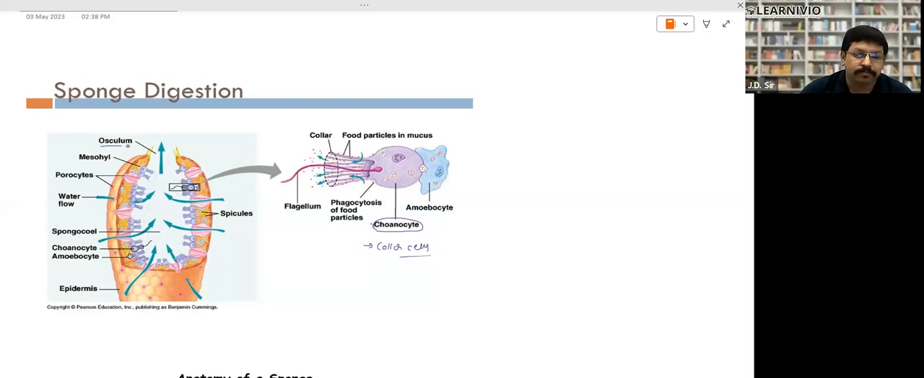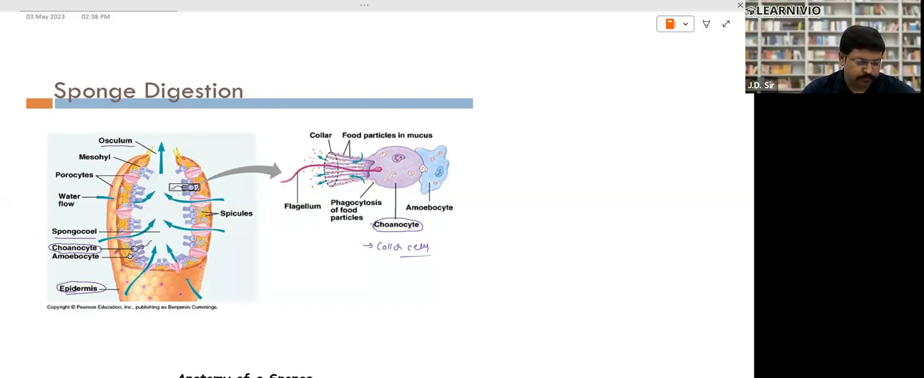This is called the osculum. Mesohyl means that is a liquid layer. Water goes inside. These arrows show the water, and this is the spongocoel. We have already discussed it. And there are the choanocyte cells. These choanocyte cells are known as the common collar cells. Right. This outer layer is called the epidermal layer. Is that clear?